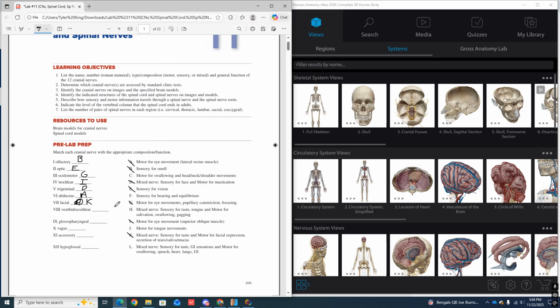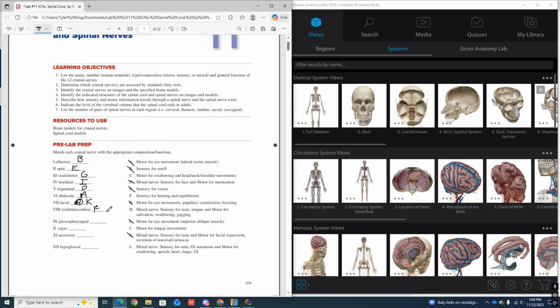Number 8, vestibulocochlear. In the name, once again, vestibule and cochlea. Vestibule refers to the organs inside our inner ear that are responsible for equilibrium, so balance. And the cochlea refers to the structure that's responsible for hearing. So it's purely sensory: sensory for hearing and equilibrium. That is letter F, excuse me. All right.